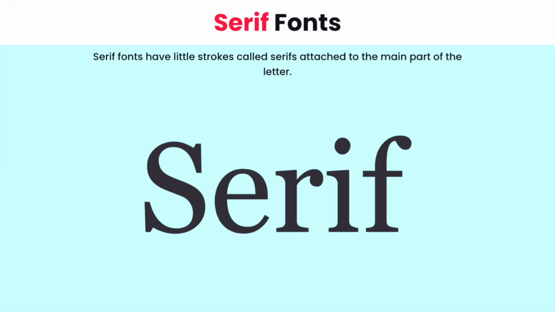First is serif font. A serif font has a slight stroke on the outside. As you can see on this screen, this font is a serif font in which a small stroke is coming at the end. The stroke comes down in R, in I, and in F. These fonts are serif fonts.